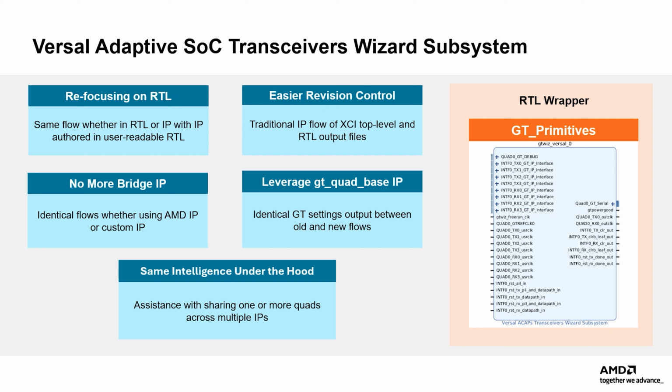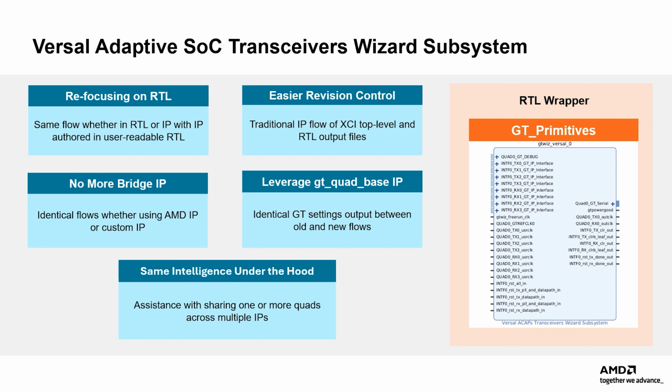The system also facilitates efficient sharing of one or more quads across multiple IPs, and it leverages the GT quad base IP for uniform GT output settings between the old and new workflows. With the new flow, block automation will no longer be supported for GT Wizard designs. Users can now instantiate a robust RTL wrapper that seamlessly integrates with the parent AMD IP, ensuring clean and efficient sharing of a single GT quad or even spanning across multiple quads. This innovation is poised to streamline the design process.